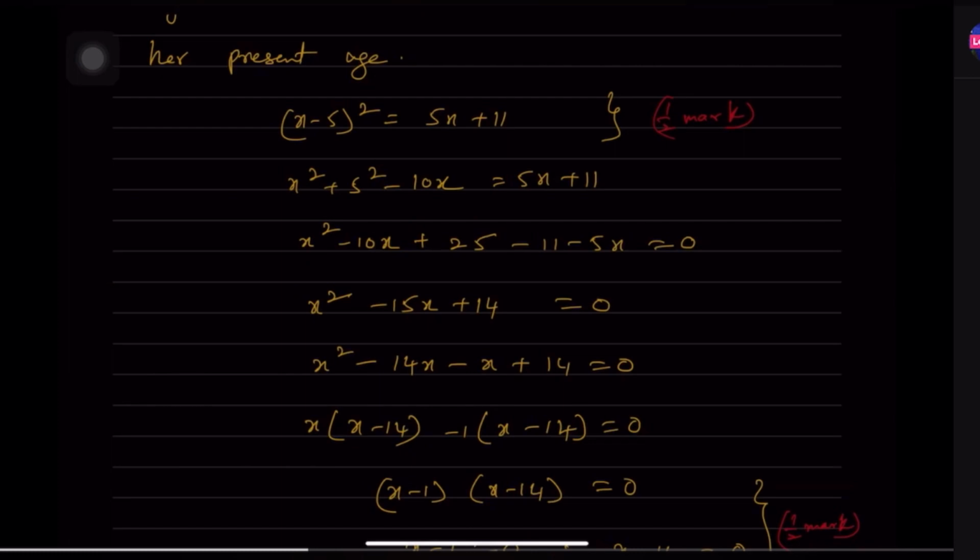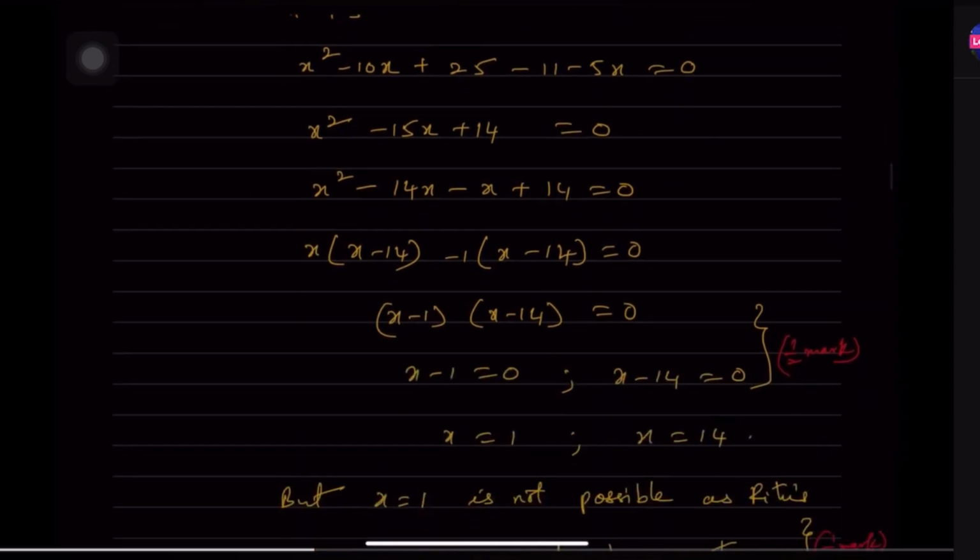So factorizing: 14 into 1 is 14, 14 plus 1 is 15. So minus 14 minus 1 is minus 15. So you can write minus 15x as x square minus 14x minus x plus 14 equal to 0. So x into (x minus 14) minus 1 into (x minus 14) is equal to 0. So (x minus 1) into (x minus 14) is equal to 0.